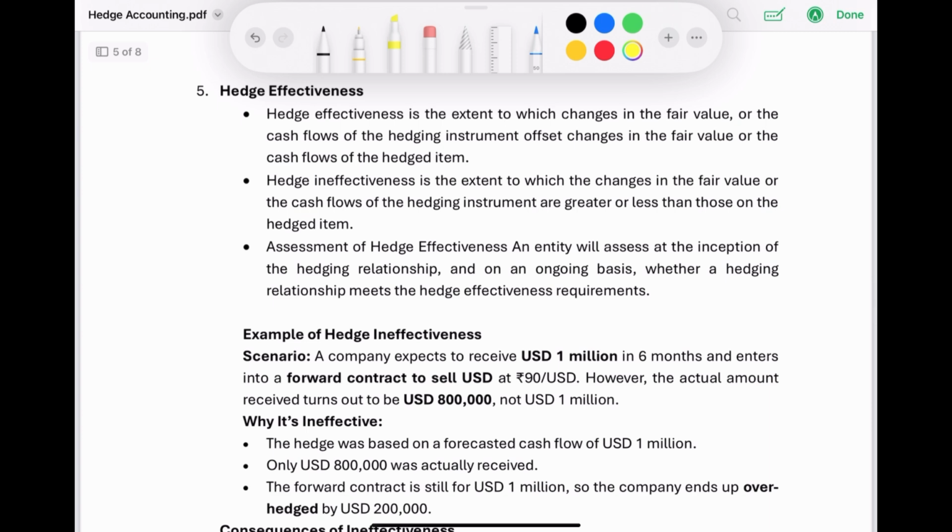Okay. Now we'll go through how to measure the hedge effectiveness. Hedge effectiveness is the extent to which the changes in the fair value or the cash flow of the hedging instrument offset the changes in the fair value or cash flow of the hedged item. If any gain or loss from the hedged item is offset by any gain or loss from the hedging instrument, then we can call the hedge effective. But if it is not offsetting, then it is not effective, it will become ineffective.